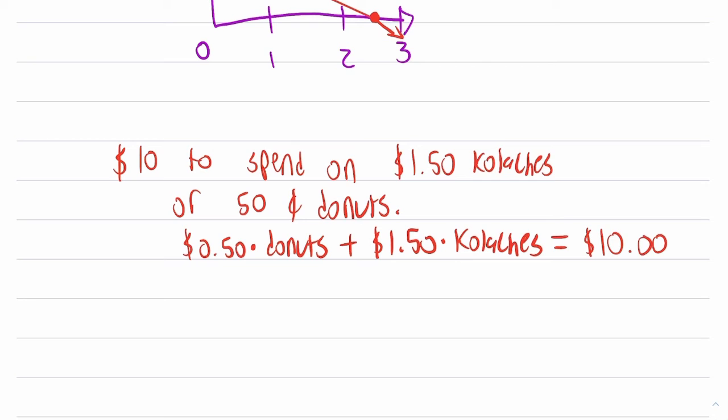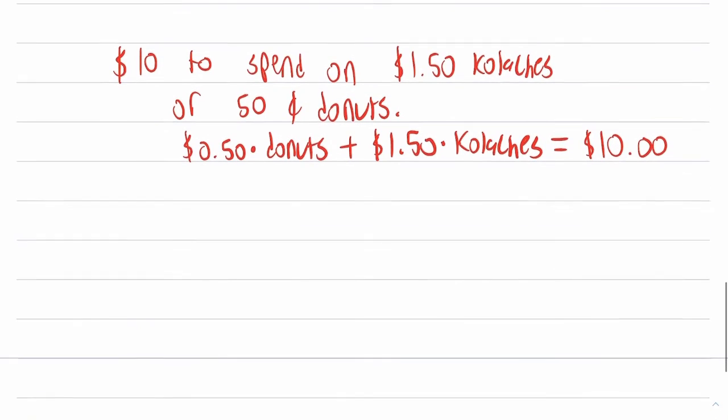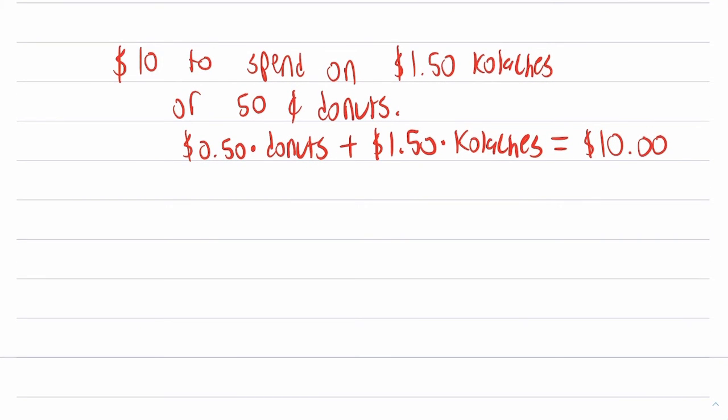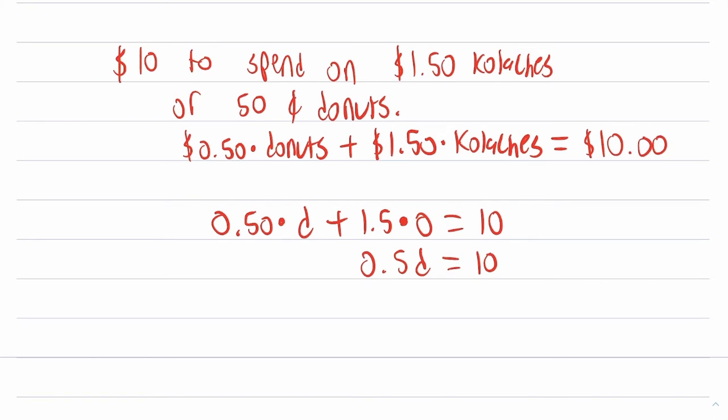If we wanted to find out what our graph would look like, we could start with the intercepts. 50 cents for a donut, and I'm going to shorten donuts to just be D, plus 1.5 k. If you bought all donuts and 0 kolaches, you would be spending all $10 on your donuts. That's 0.5D equals 10.